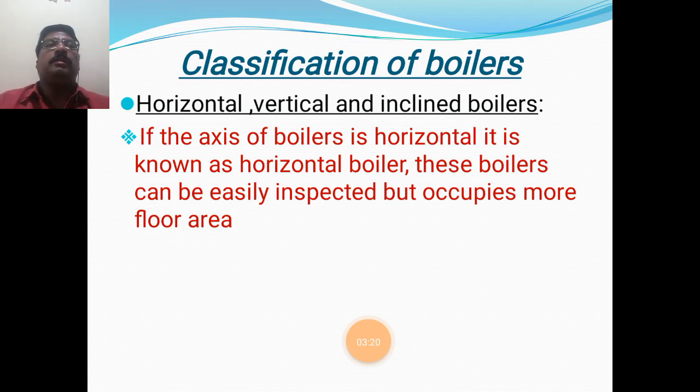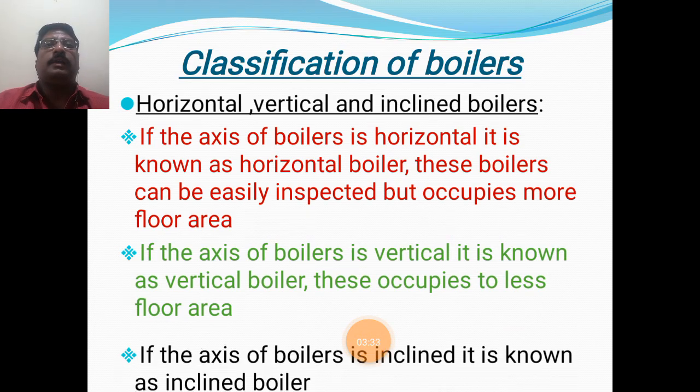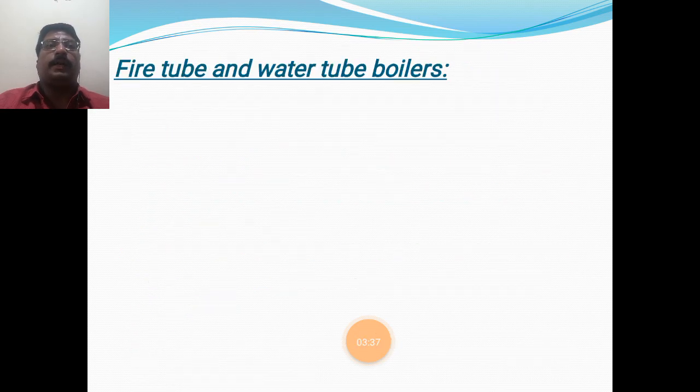Horizontal boilers can be easily inspected, but they occupy more space. As I said, if the axis of the boiler is vertical, it is called a vertical boiler. Next, if the axis of the boiler is inclined, it is known as an inclined boiler.